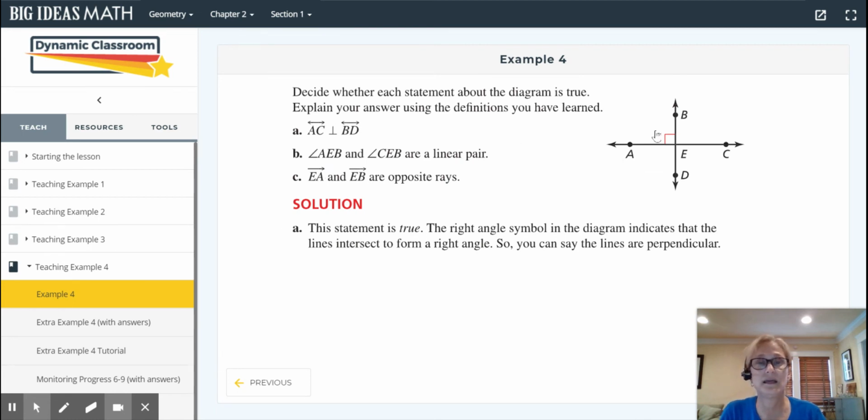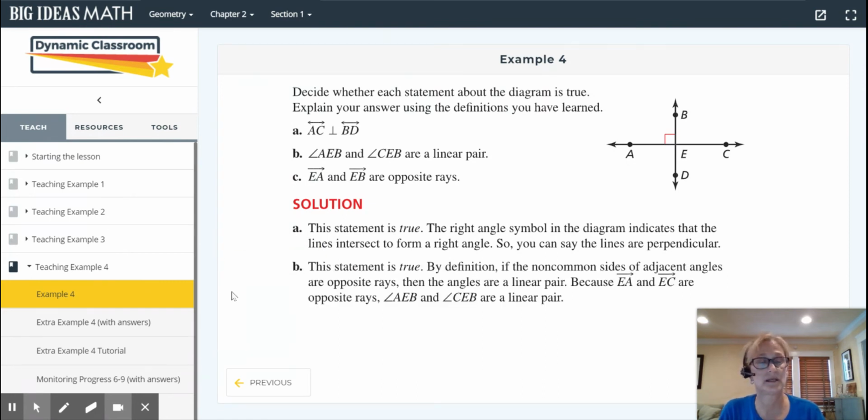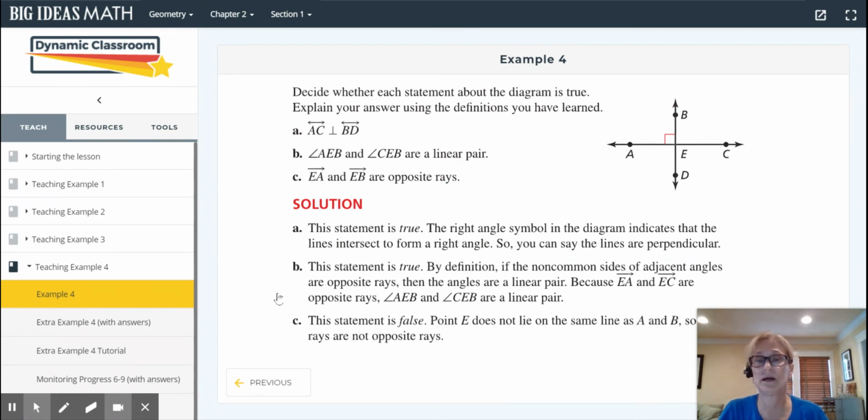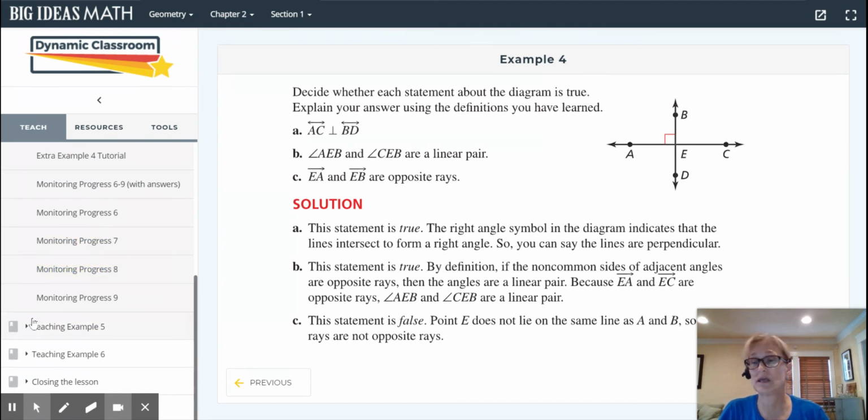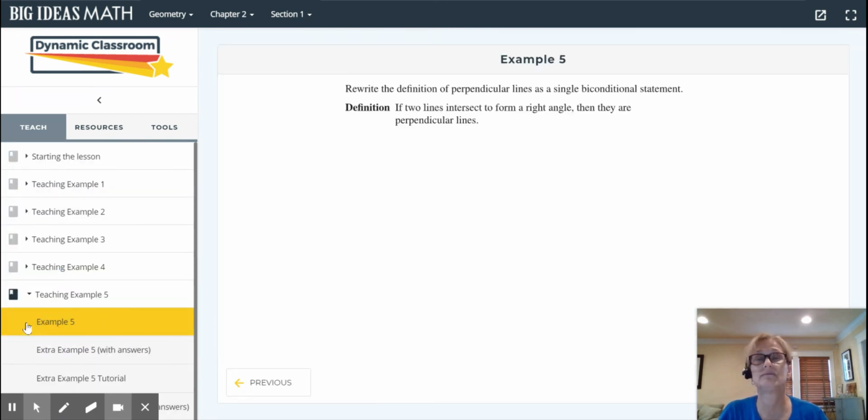Is it true that AEB and CEB are a linear pair? Yes. Linear pair means that they're adjacent and they form a straight line. EA and EB are opposite rays. Nope, they're not opposite. They're not on the same line, therefore it is false. So you are using these same examples, and we're going on to number 5. Okay, so we're going to rewrite some stuff. Rewrite the definition of perpendicular lines that I just told you as a single biconditional statement.